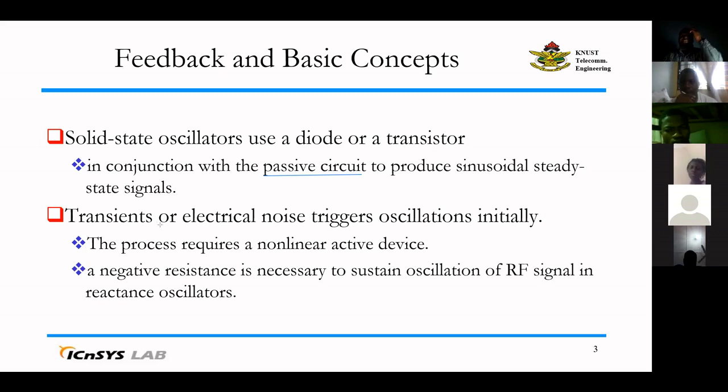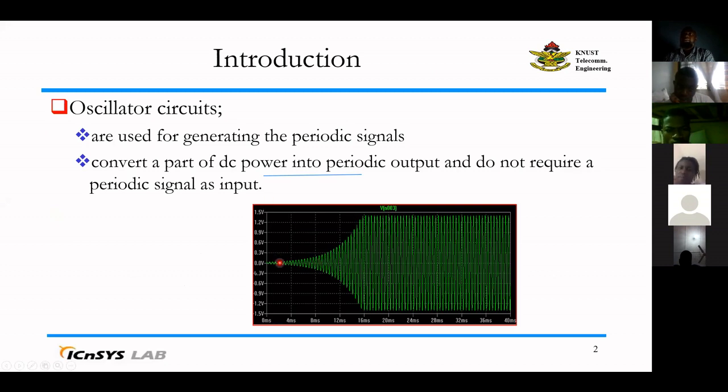So as I said before, you either have a transient signal or electrical noise, which initially triggers the oscillation. If you look at this diagram here, what you realize is that the initial start of oscillation is very little, right? And then it starts to grow and keeps growing until it reaches an equilibrium, and the amplitude stays the same with a particular frequency of oscillation. So this amplitude will be determined by the dynamic range of the active device, right? How far the amplitude can grow will depend on the dynamic range of the active device, because beyond a certain amplitude, the active device will be driven into what? Saturation.